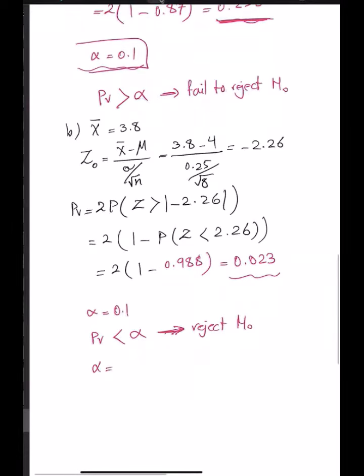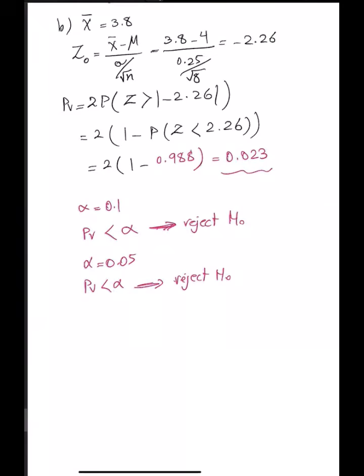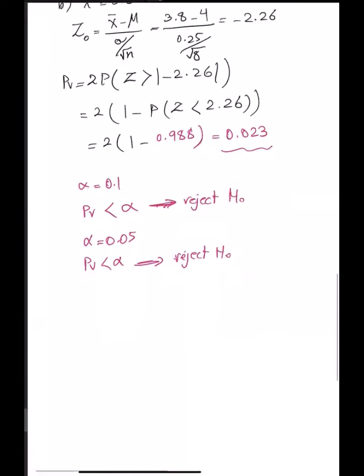Even if alpha was 0.05, if our significance level was 5%, we still would reject the test in this scenario as well because our p-value is very small. So in this scenario also we would reject the null hypothesis. And also, let's say I'm going to consider another case.